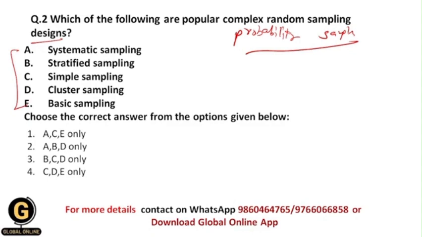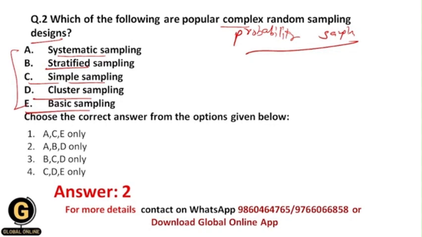So let us see here different options: systematic sampling, then stratified sampling, then simple sampling, then cluster sampling, then basic sampling. So students, your correct answer over here should be 2, that is A, B and D. Okay, because A, B and D, these are the complex random sampling designs. Okay, complex means there is many steps and it is basically opposite than simple random sampling.